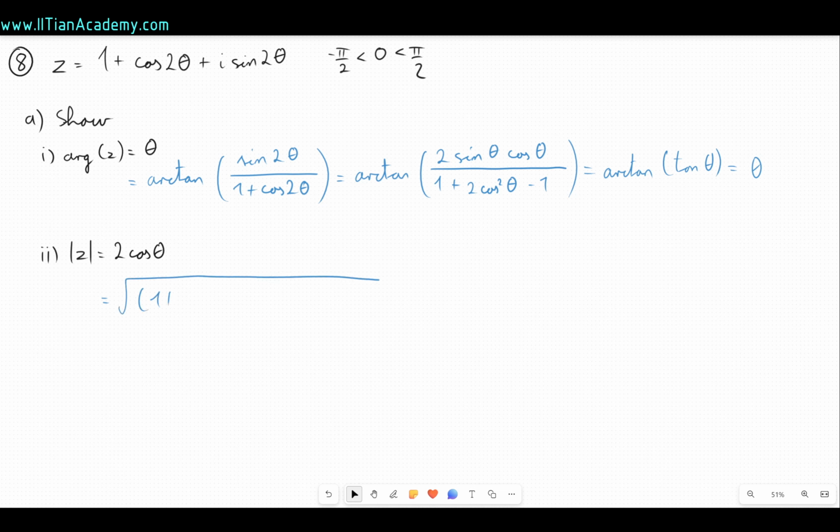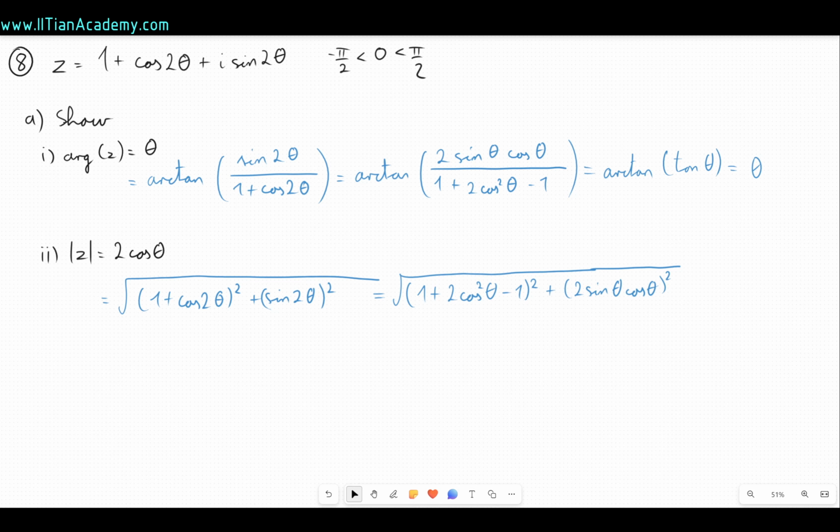So this is 1 plus cosine 2 theta squared plus sine 2 theta squared. And again, we need to use some trig here. So this will simply be 1, well, we can rewrite cosine 2 theta again. So this will just be 1 plus 2 cosine theta squared minus 1. This is still squared. And similarly, sine 2 theta is 2 sine theta cosine theta squared.